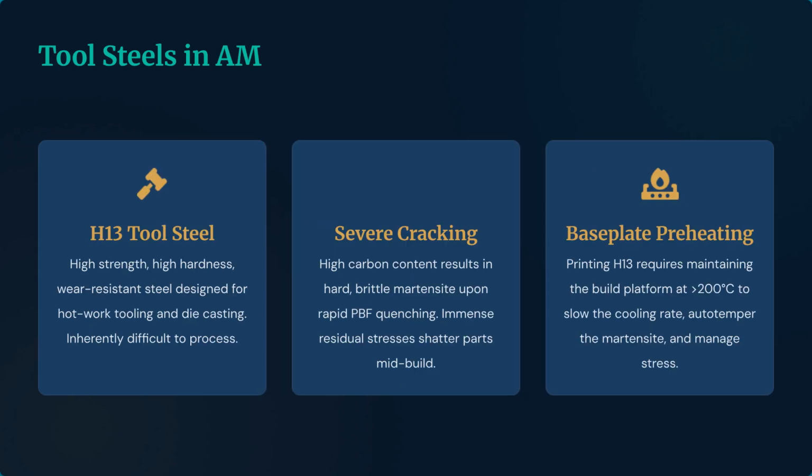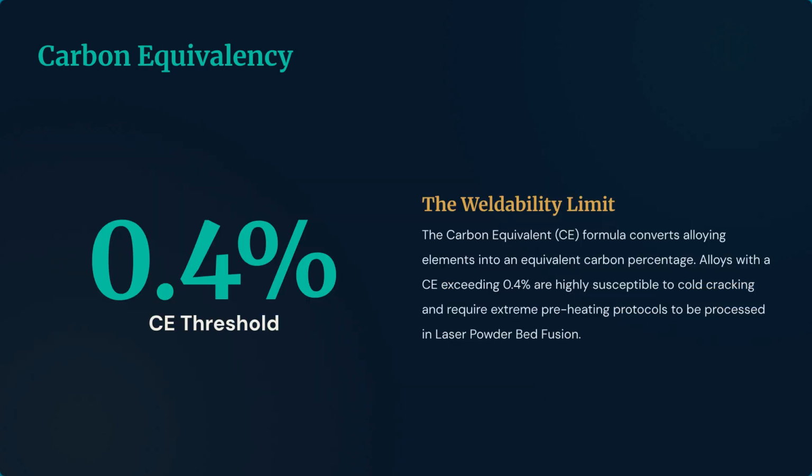Working with tool steels like H13 presents challenges. Their high carbon content often leads to cracking during printing, requiring careful management through methods like baseplate preheating. A key concept here is the carbon equivalent threshold. Generally, keeping the carbon equivalent below 0.4% is vital to maintaining weldability and preventing cold cracking in PBF processes.